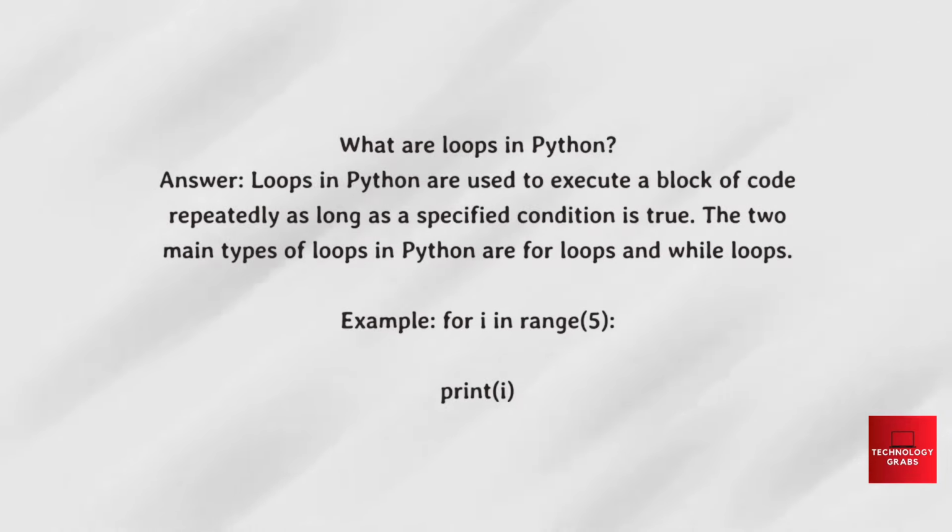What are loops in Python? Answer: Loops in Python are used to execute a block of code repeatedly as long as a specified condition is true. The two main types of loops in Python are for loops and while loops. Example: for i in range(5): print(i).